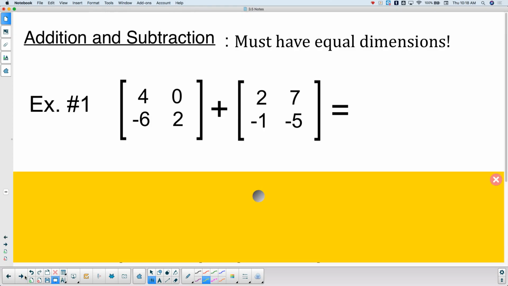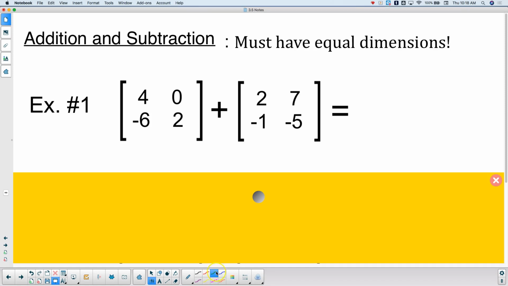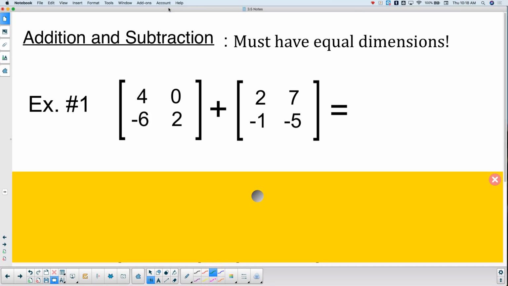So, the first operation that we are going to be dealing with today, I'm going to lump addition and subtraction together as one, because basically addition and subtraction is the same. So, if I am going to add or subtract 2 matrices, the very first thing that I need to check is that they must have exactly the same dimensions. So the rows by columns of each one has to be identical.